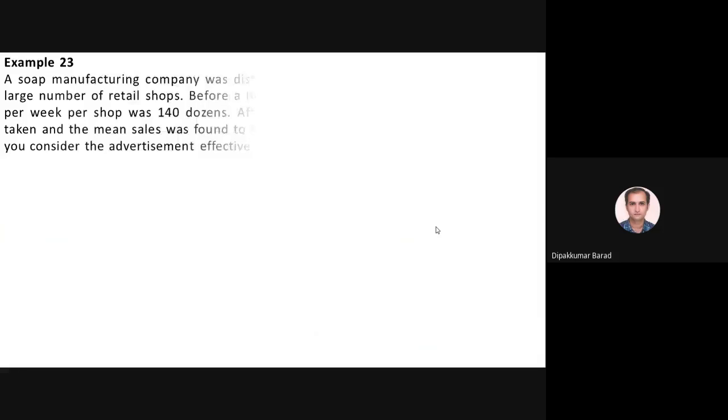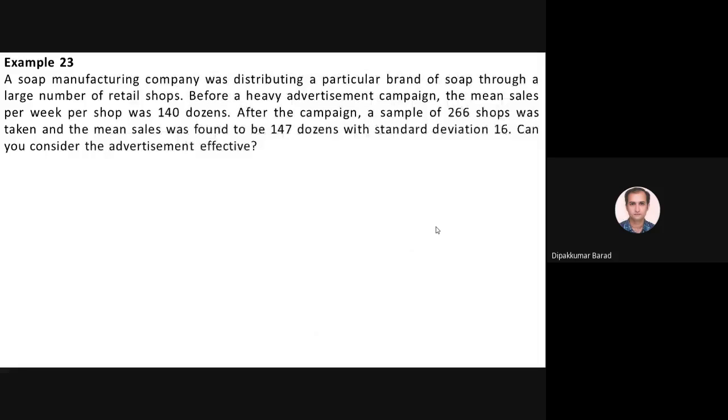Example number 23. A soap manufacturing company was distributing a particular brand of soaps through a large number of retail shops. Before a heavy advertisement campaign, the mean sales per week per soap was 140 dozens. After the campaign, a sample of 266 soaps was taken and the mean sales was found to be 147 dozens with standard deviation 16. Can you consider the advertisement effective?